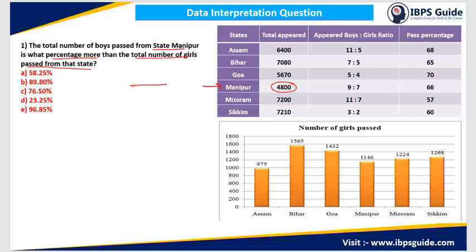सो बेसिकली दे आर आस्किंग हियर विल बी द टोटल गर्ल्स हु हैव पास फ्रॉम मणिपुर and here I will have boys from Manipur who have passed minus girls from Manipur who have passed. So this I have to find in percentage form, right? So how I am going to find this?